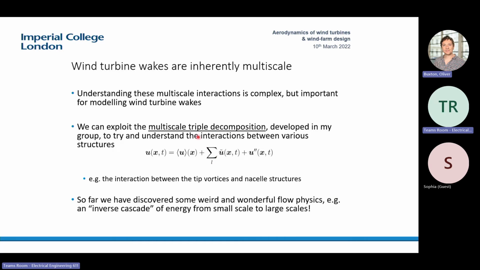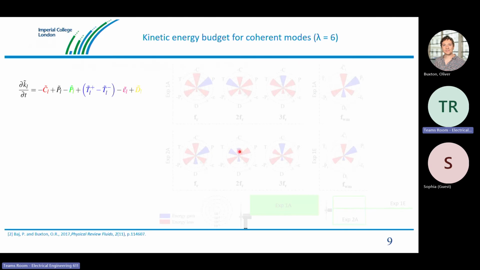And what we can do is we can use this multi-scale triple decomposition in order to derive energy budgets, and these energy budgets can track the exchanges of energy between these various coherent modes, so we can try and identify what is responsible for energizing these particular motions. So this is what the energy budget looks like for the coherent kinetic energy. So this is the kinetic energy contained in those coherent motions.